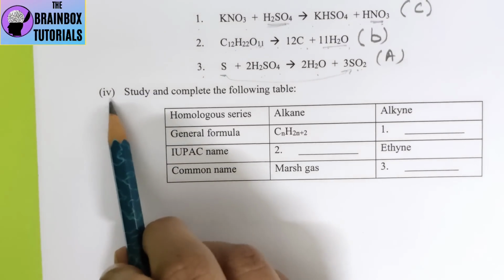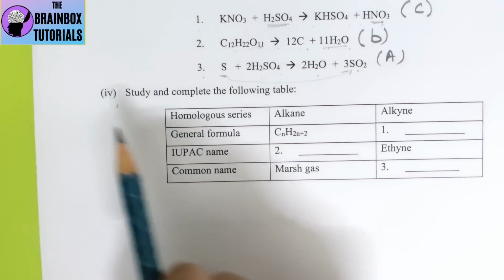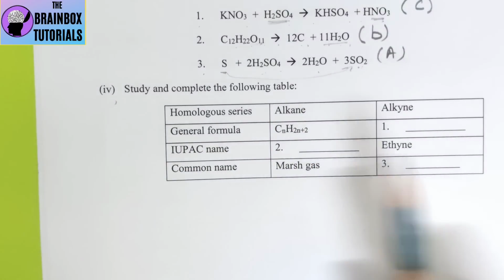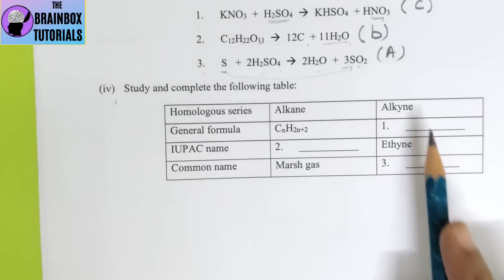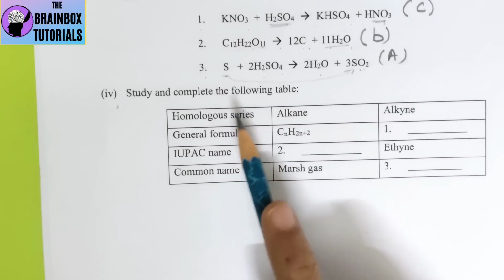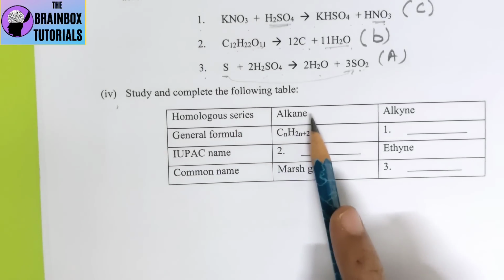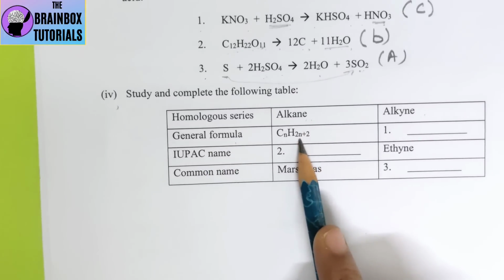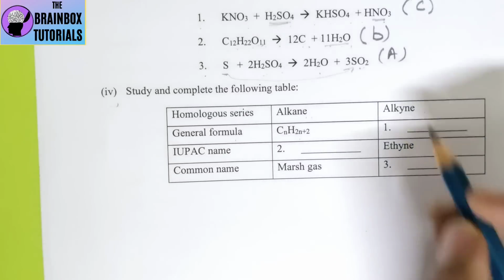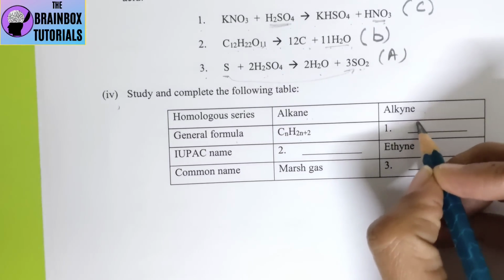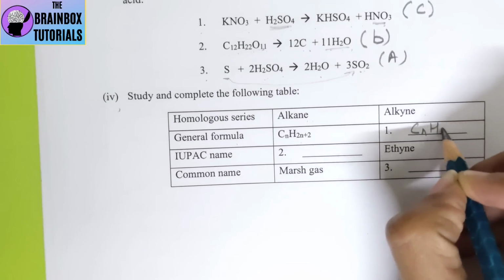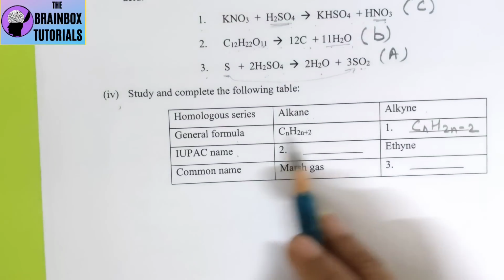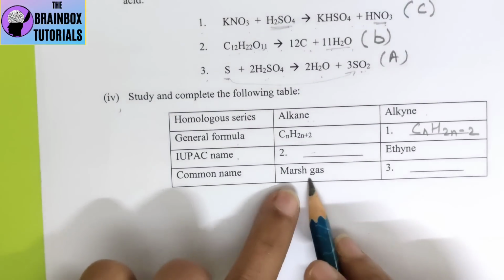Now moving on to the last part, number 4. Study and complete the following table. So we can see here a table is given and few parts are missing. We will have to fill those parts. Homologous series are alkane and alkyne. General formula for alkane is given. For alkyne we will have to write CnH2n-2.